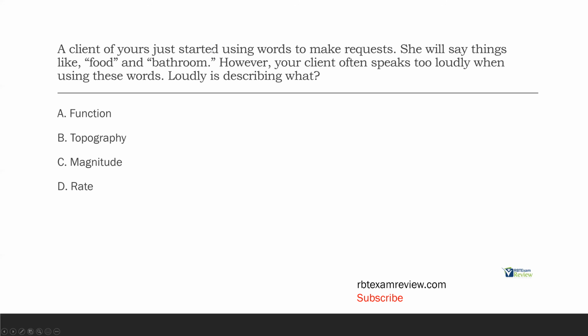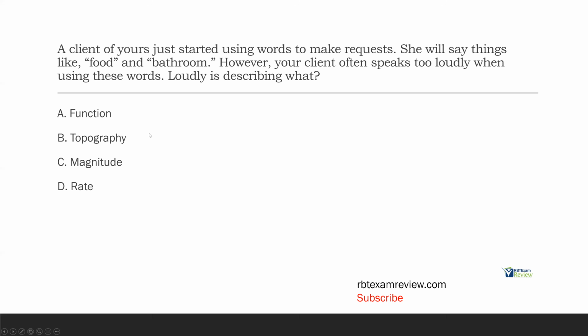A client of yours just started using words to make requests. She will say things like food and bathroom. However, your client often speaks too loudly when using these words. Loudly is describing what? Very important here to understand what the question is asking. And that goes for every single question on the exam. Don't get to your answer choices until you for sure understand what the question is asking. So what is this question asking? The question is asking about loudly, what it's describing.